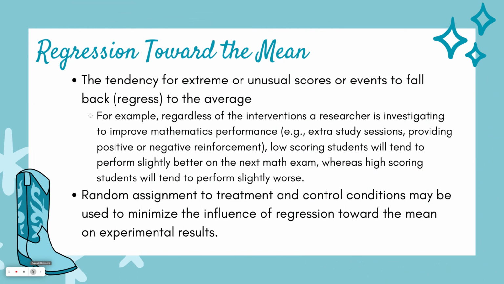One way to try to combat this is using something called random assignment that we'll talk about when we get to experiments, which may minimize the influence of regression towards the mean on our results.